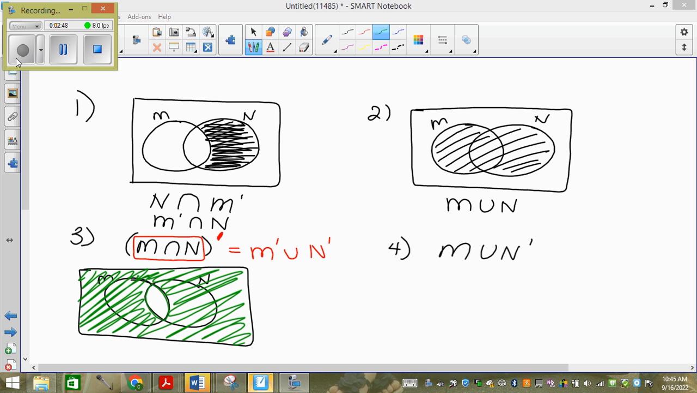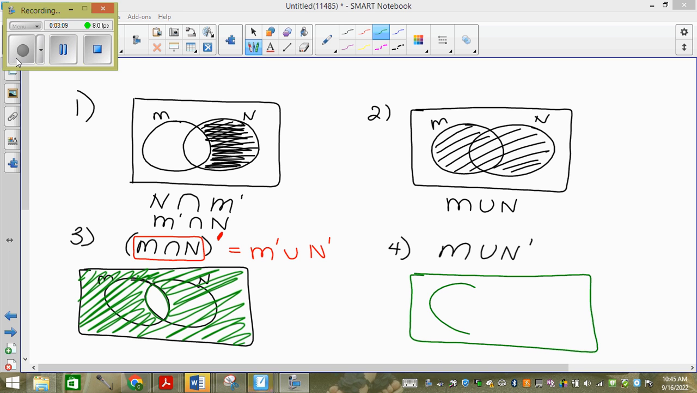What happens if you get an M and a complement with an or symbol? You actually get everything but the crescent moon. So with an and, you get only the crescent moon. With an or, you get everything but the crescent moon.